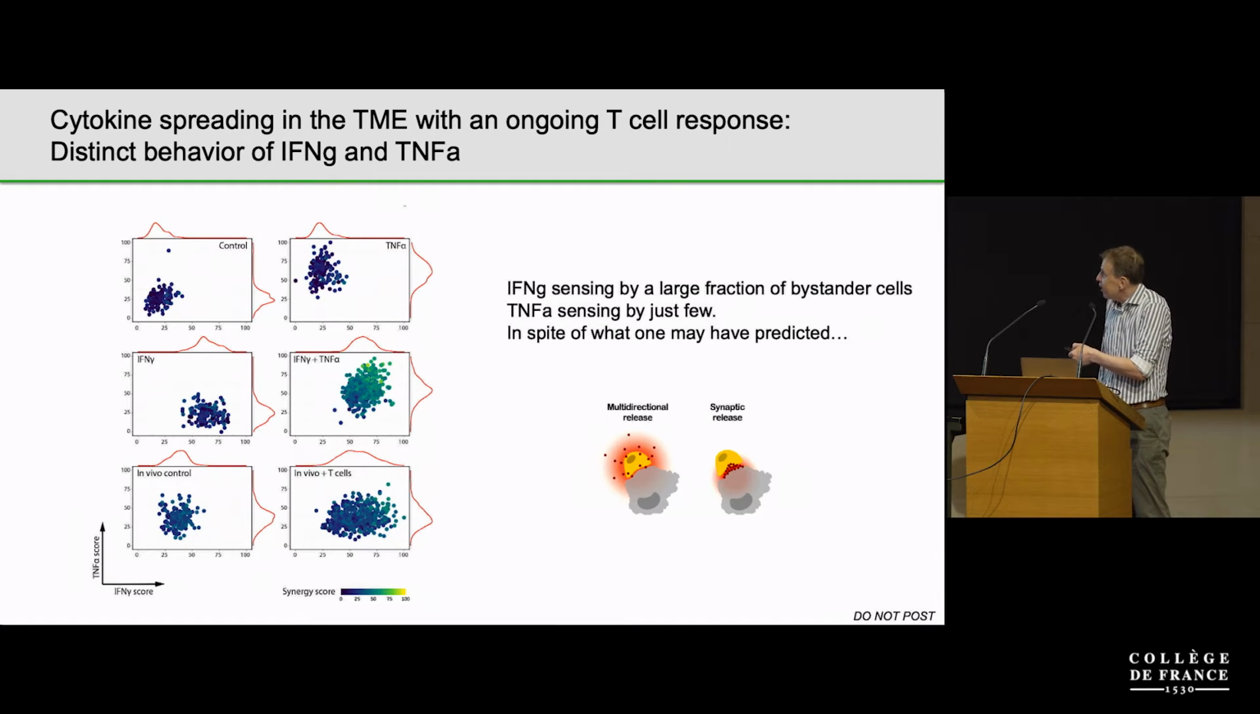And this is actually in spite of what one may have predicted, and probably I would have predicted, because what we know about the release mechanisms of TNF and interferon gamma is undergoing synaptic release directed towards the tumor cells, whereas TNF is secreted in a multidirectional manner. So just looking at the release mechanism, you would have predicted perhaps TNF would travel further than interferon gamma. But clearly, mechanism of release is not the major determining factor of what happens to a cytokine, how a cytokine is being sensed in a tumor microenvironment.